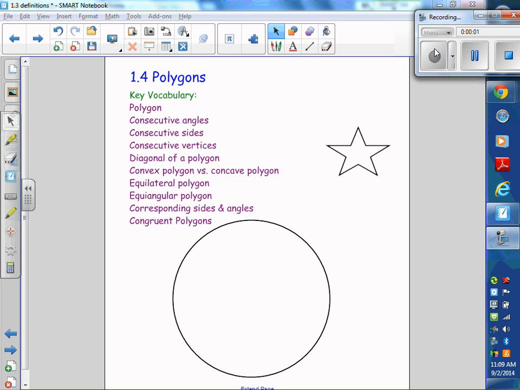Talk about polygons. In your book, you're going to see all these words. And remember what I said about your book? All the answers are where? Online. No, not the homework answers.